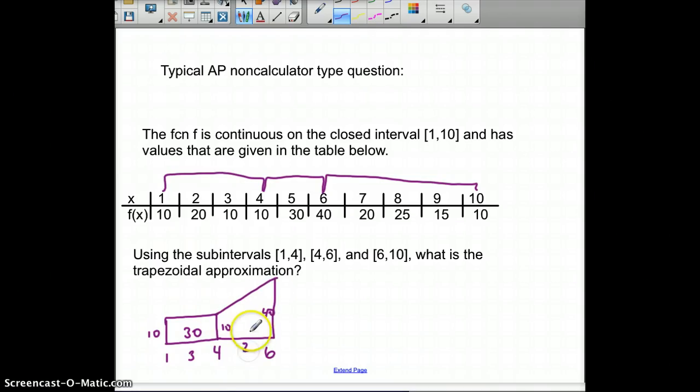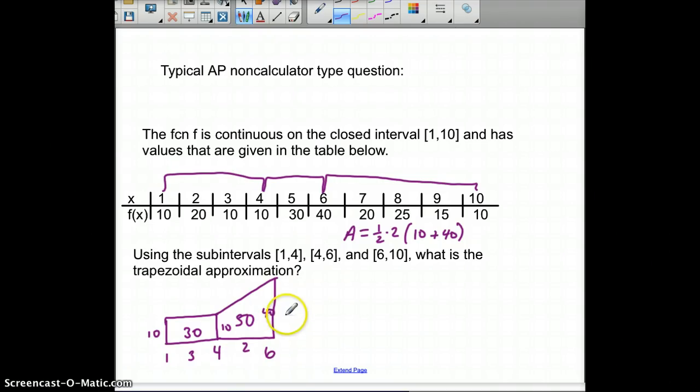The width is 2, and the area of a trapezoid is 1/2 times the height, and that would be this 2 here. So think about the trapezoid on its side, times the sum of the two bases. So 50 times 1/2 times 2 would just be 50.